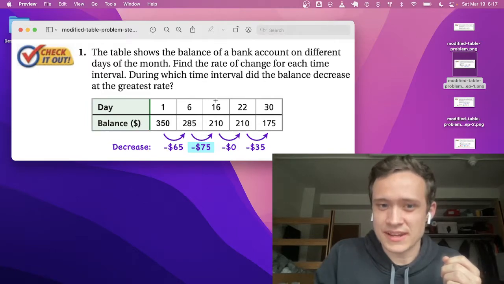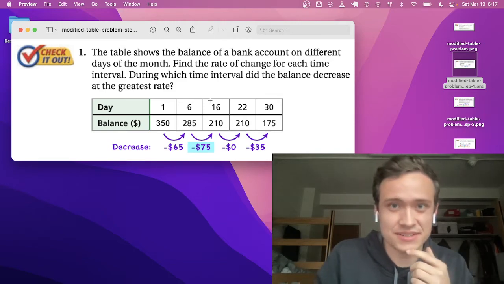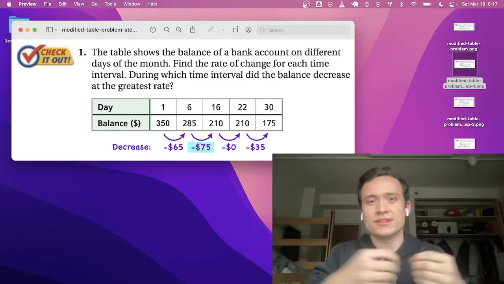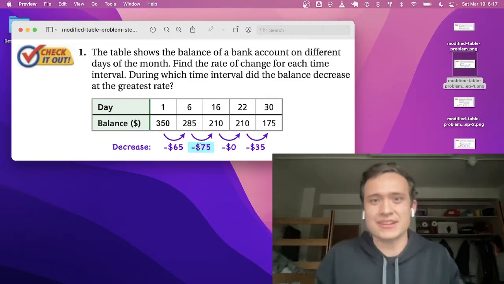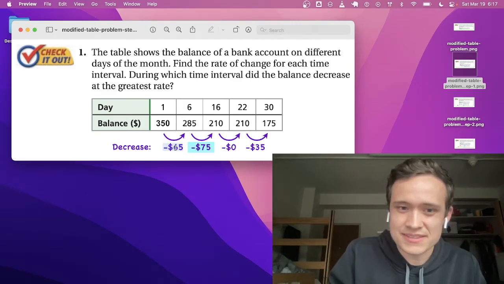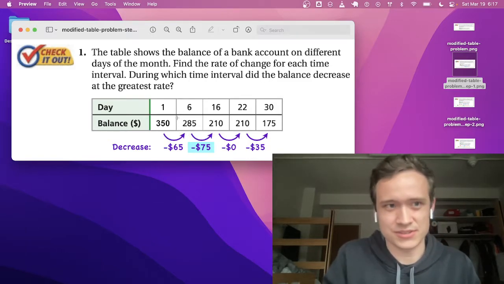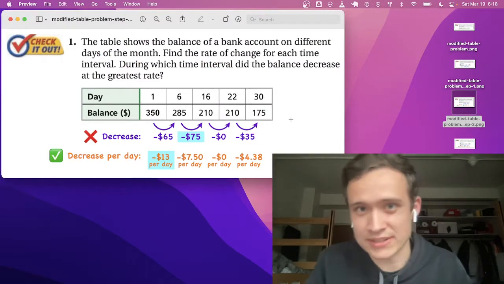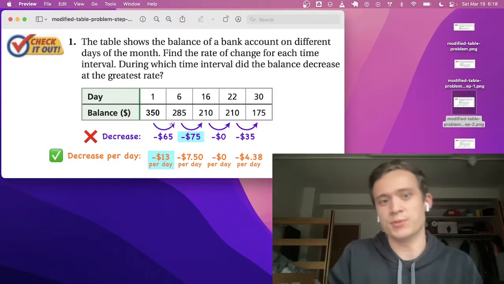But from this second jump, we go from day 6 to day 16. That means 10 days have passed, and we lost $75. And of course you would expect that if more time goes by, you're going to lose more money in that time. It doesn't mean you're losing money faster, it just means it was a longer period of time. And so actually, this $65 over 5 days is kind of worse than $75 over 10 days. So you would need to compute, okay, what's the decrease per day? And once you do that, then you can see that actually this first jump was the worst.